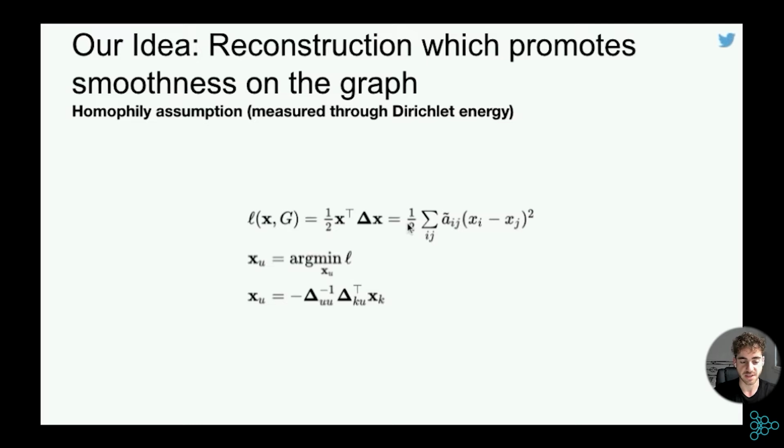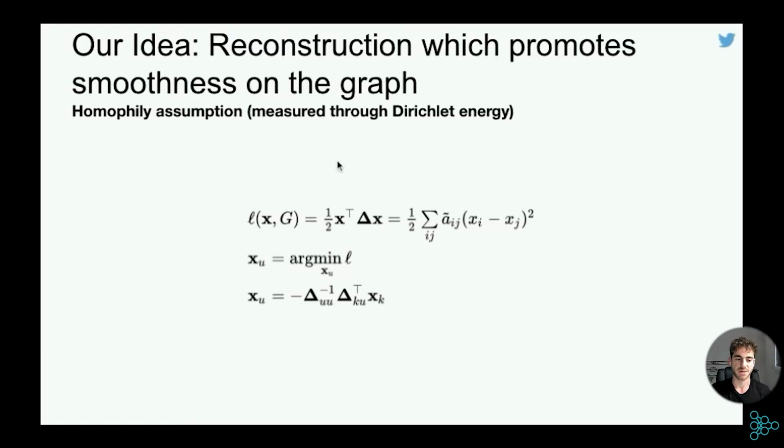But intuitively, what this is doing is just computing some sort of squared difference between neighbors. For each pair of nodes in the graph, this is their coefficient in the normalized adjacency, and I'm just saying how far apart they are. Clearly, if neighbors are very different, the Dirichlet energy is going to be very big. If neighbors are very similar, so if all nodes have the same value for x, this is going to be 0, so it's going to be super smooth. So this is our way of quantifying smoothness.